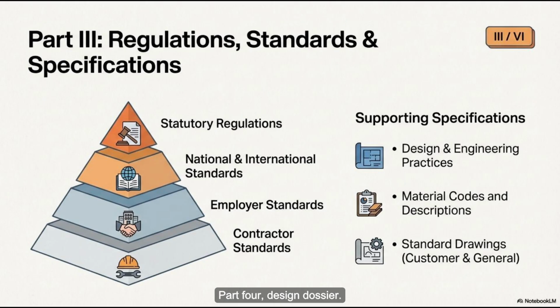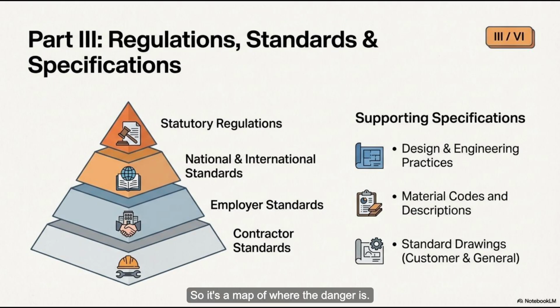Part 4, Design Dossier. This is where the abstract rules start to turn into physical reality. The list of requirements here is just so visually evocative. You have site plans, plot plans, and something called hazardous area classification documents. That last one sounds like a movie title. It is probably the single most important safety document on the entire list, hazardous area classification. It essentially creates an invisible map of the plant.